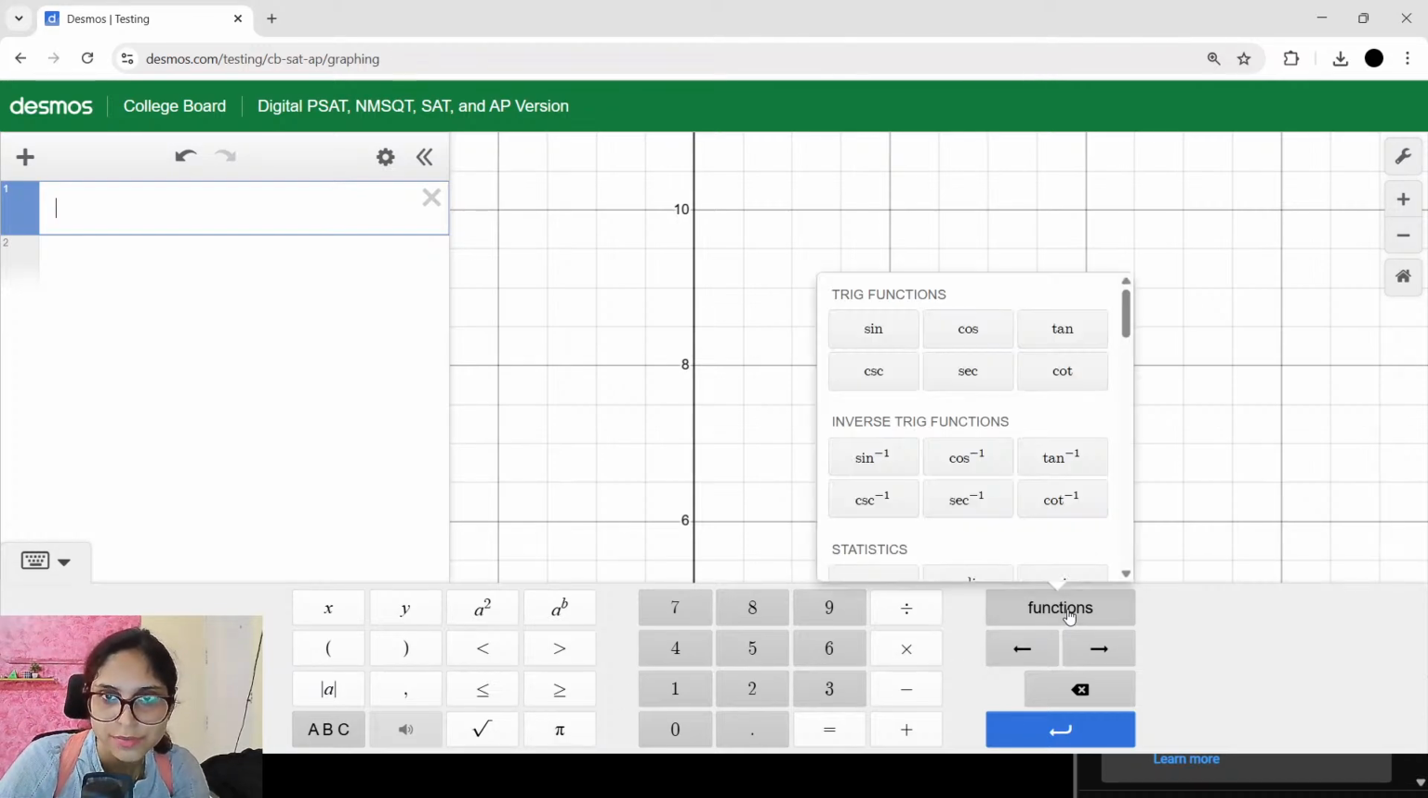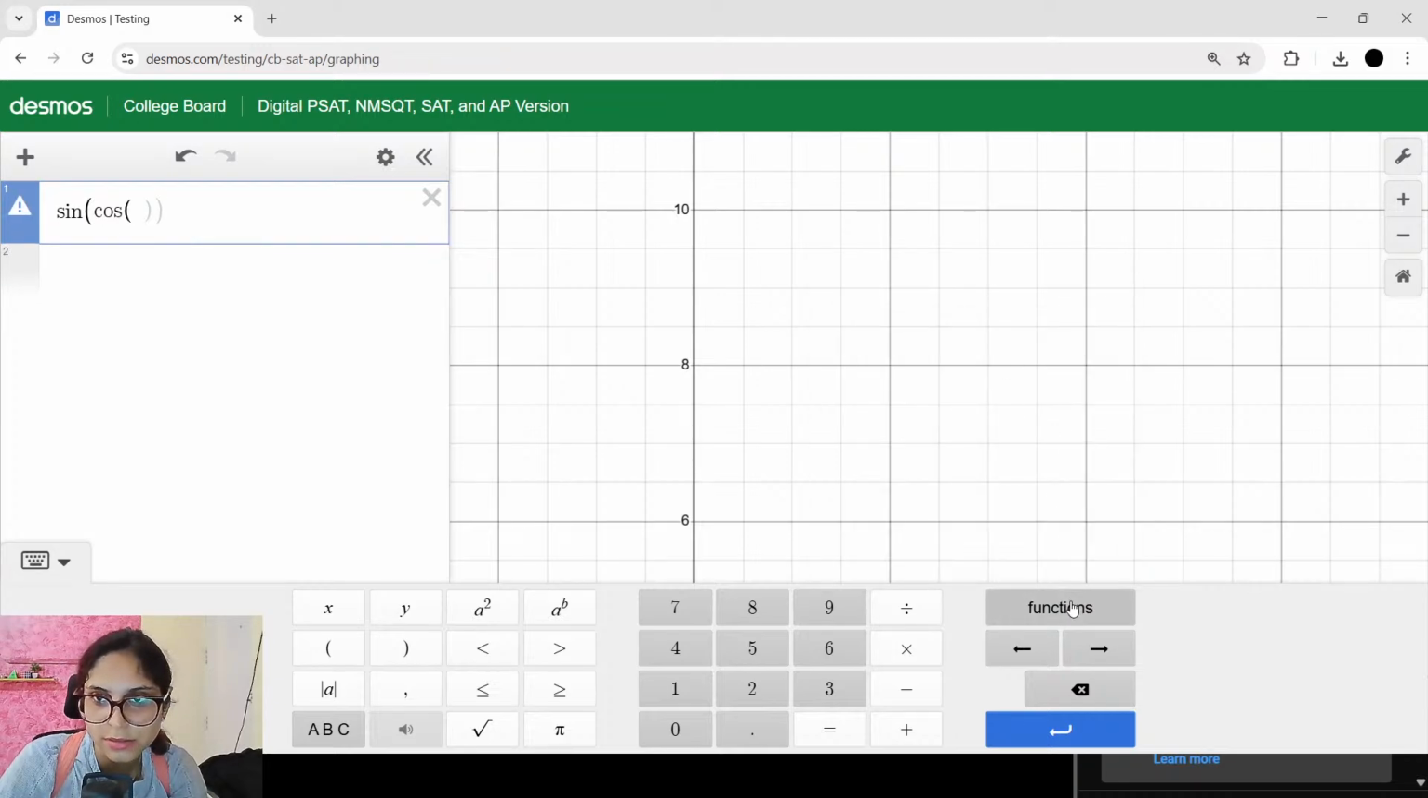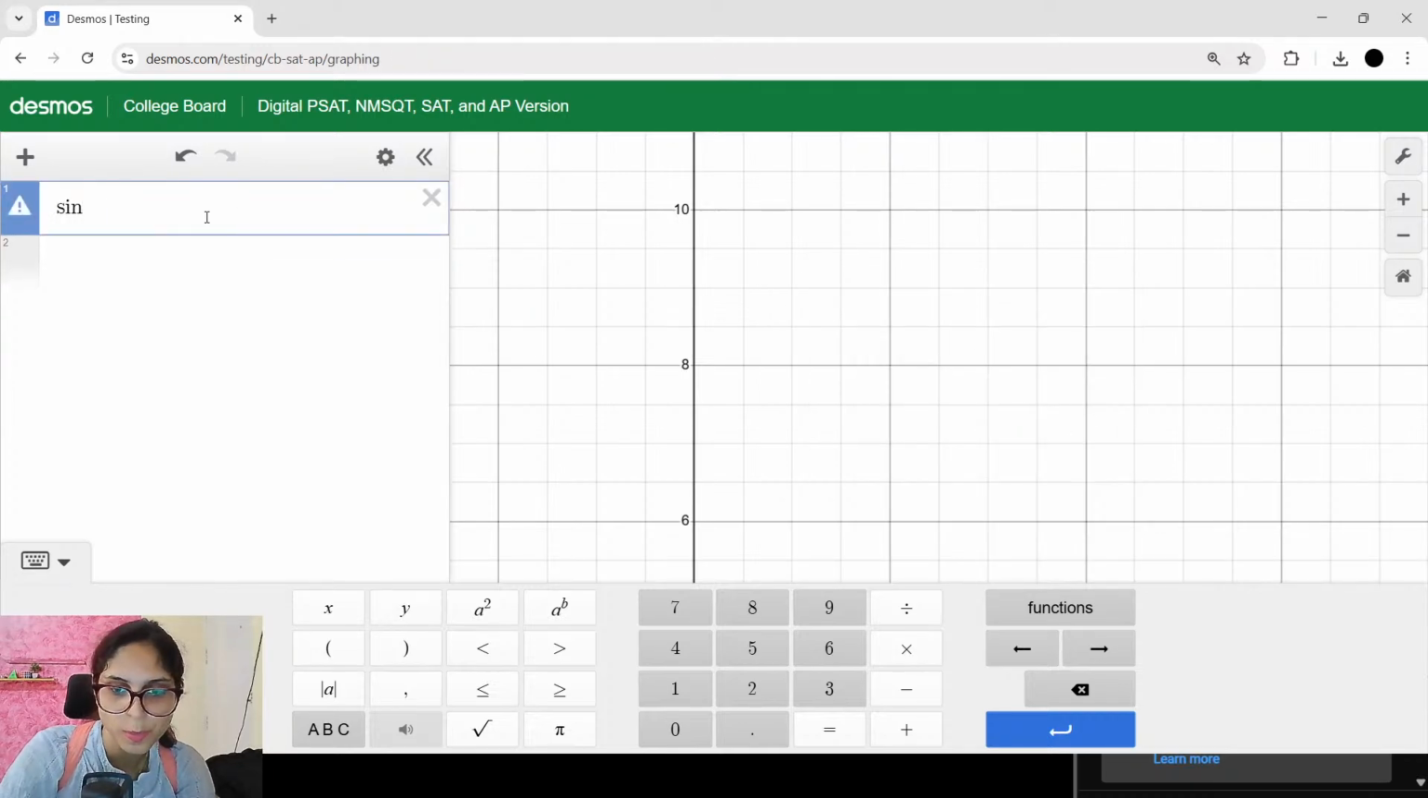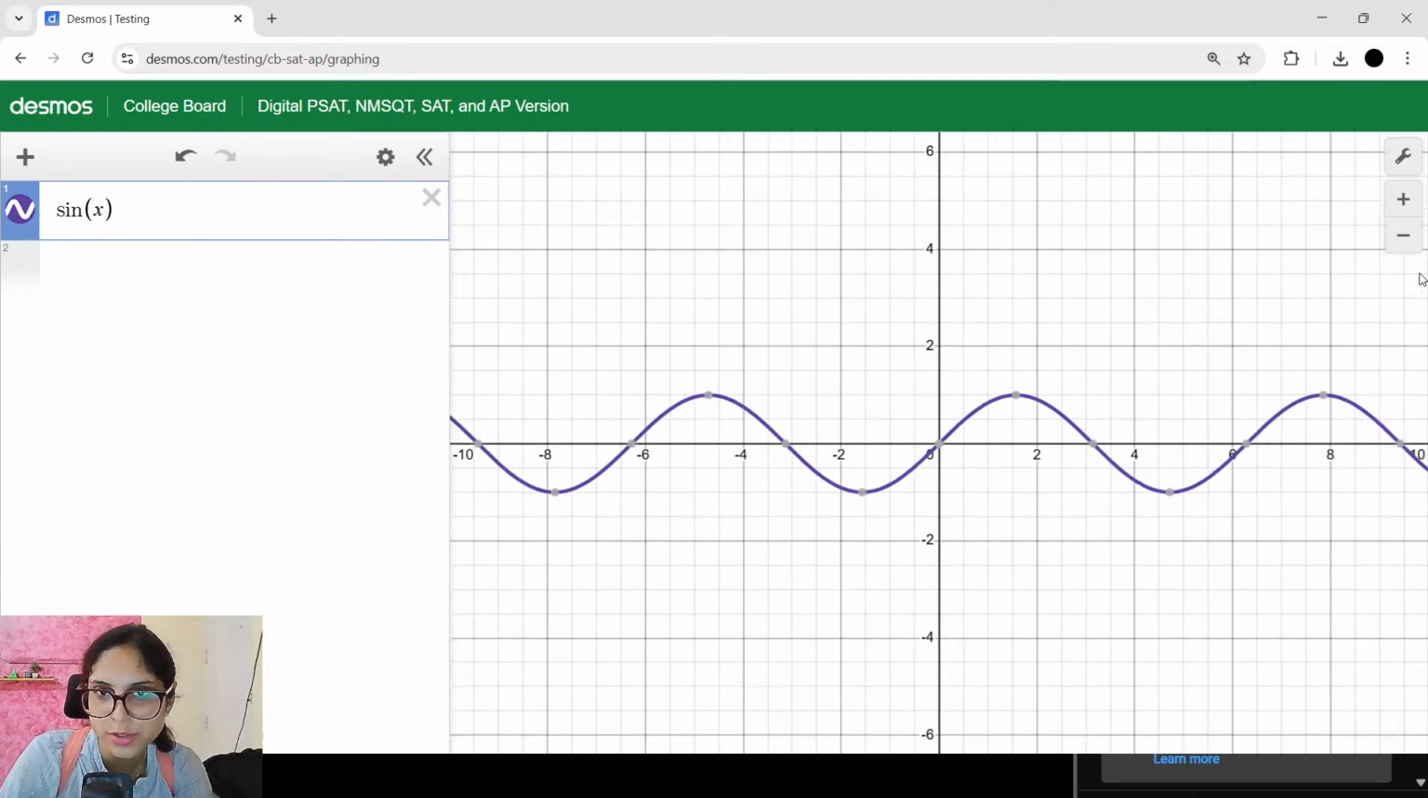Now coming to functions. Trig functions, you can write sine, cosine, tangent, cosecant, secant, cot. You have all the functions, so you can also do the same thing. You can just write sine. And if I'm writing x, now you can see the graph. If I press home, you'll be able to see the graph. So this is the graph of sine function.